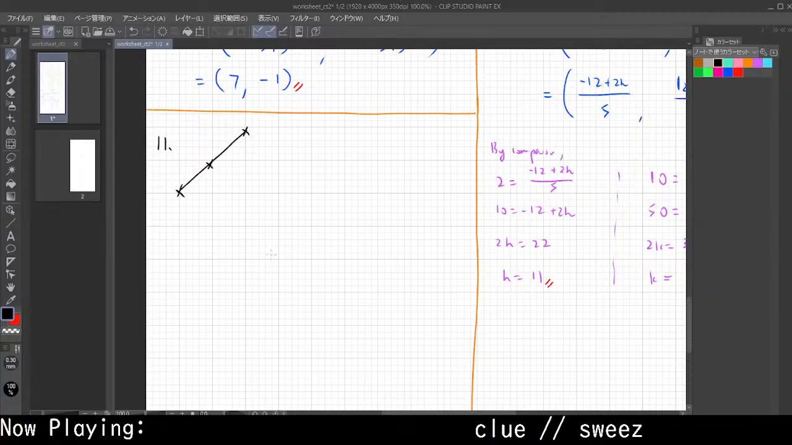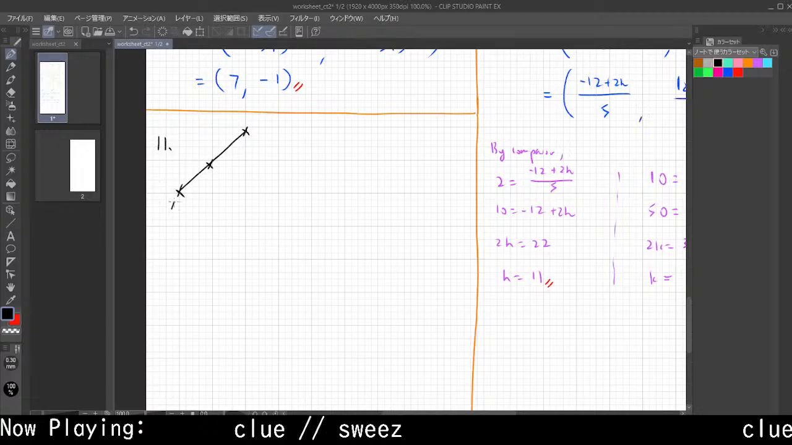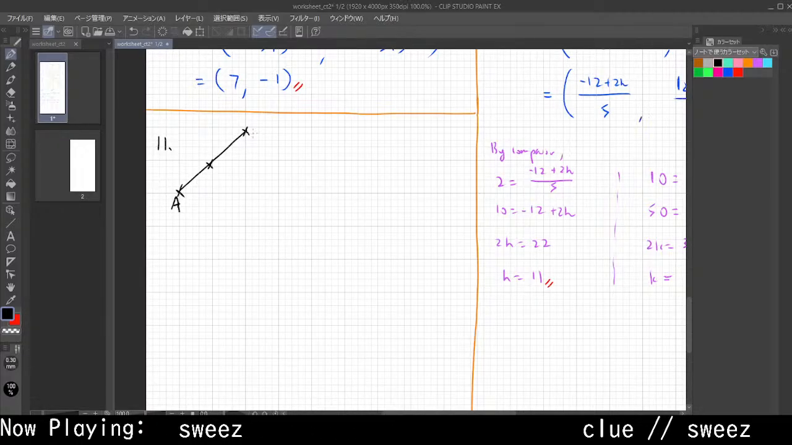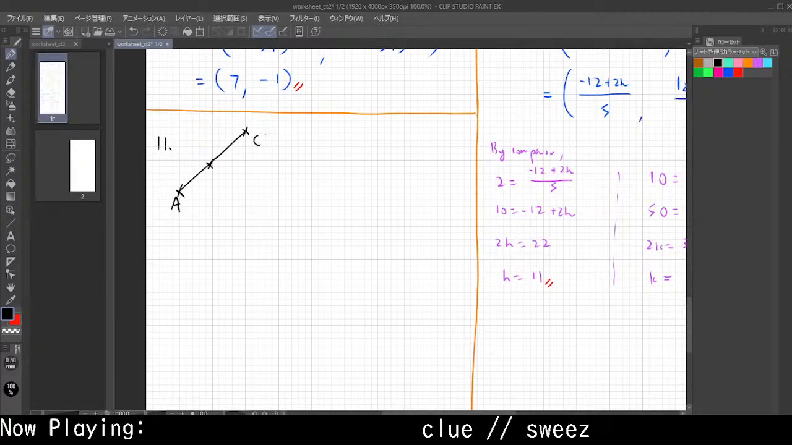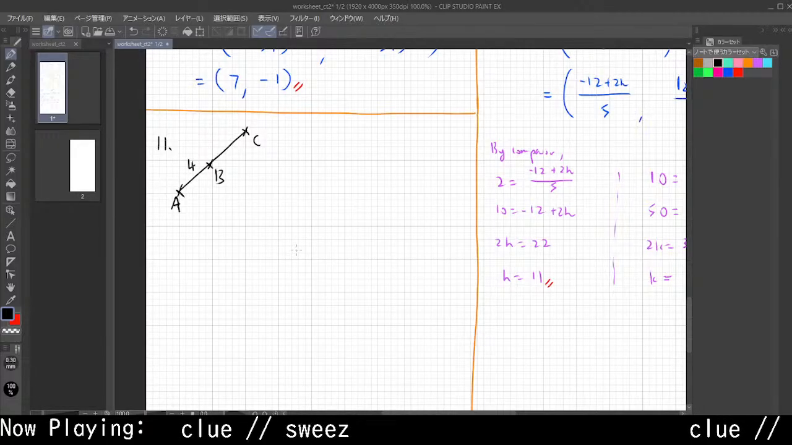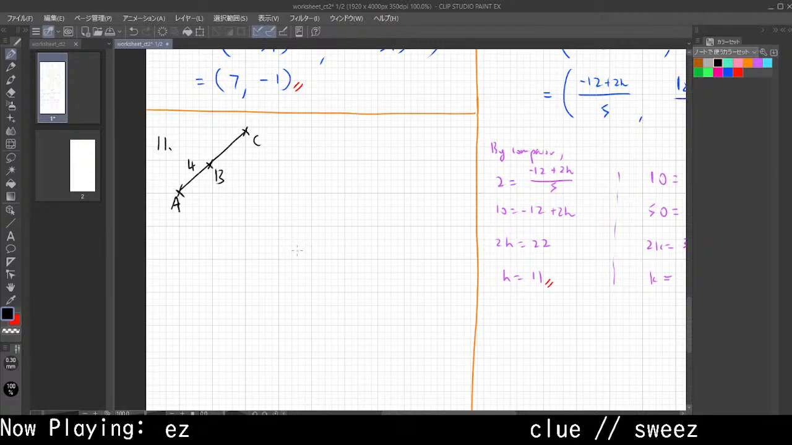AC to AB, A is on the left on both. So A is on the left. And C is longer, therefore AC is longer, therefore C is on your right, B is in the middle. AB is 4, so if AC is 9, how much is BC? That would be 5.